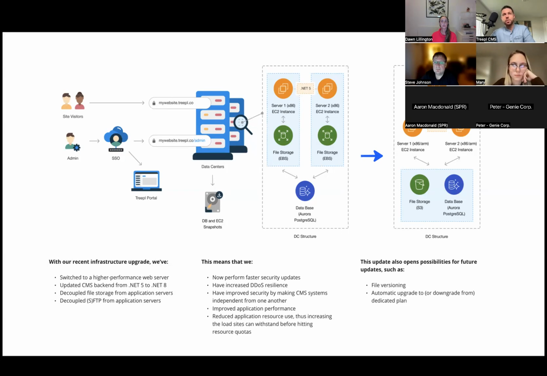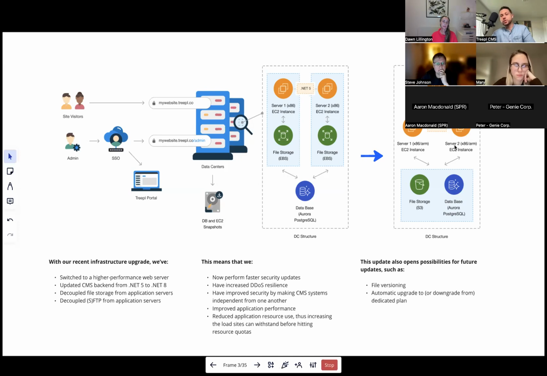this gives us way more control to scale our platform and more control over every data center. And this is vital in the overall infrastructure. And you will probably get a better understanding as we go through the presentation of how important infrastructure and architecture is for any platform. So with our recent infrastructure upgrade, we've switched to a higher performance web server.